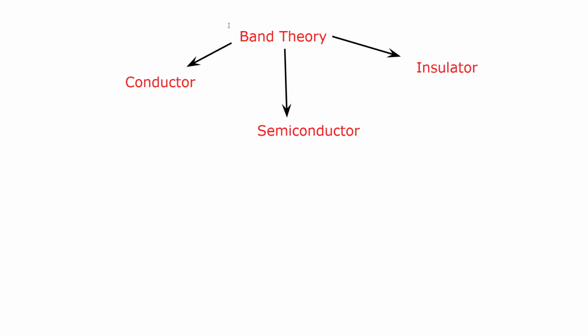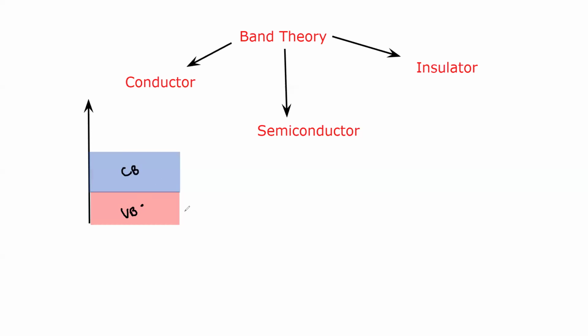So why do we say materials are conductors? There are two bands. One is called the conduction band, another one is called the valence band. In conductors, the valence band and the conduction band are actually overlapping with each other. I'm writing VB and the conduction band.